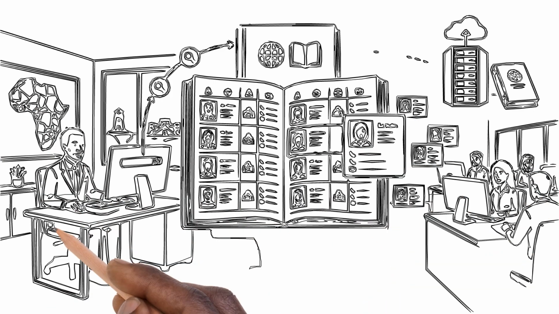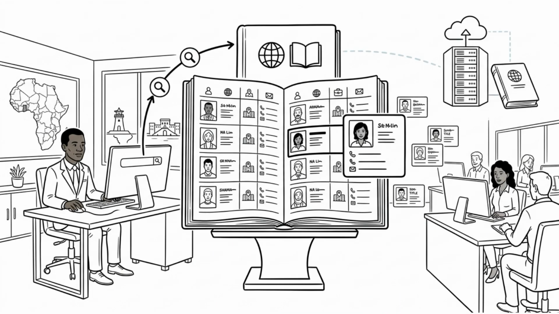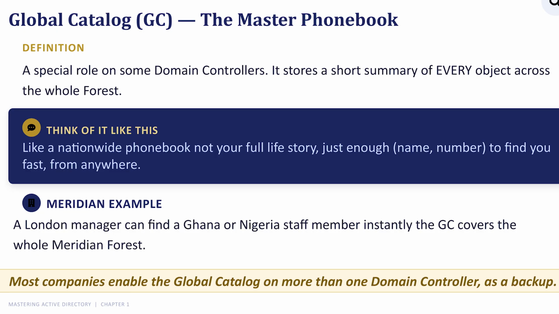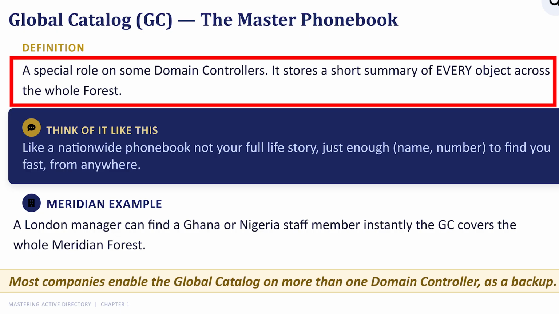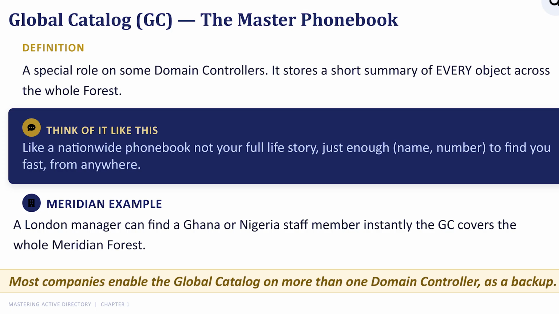Engine room 2 of 5, okay, which is the global catalog. I call it the master phone book. The global catalog is a special role given to some domain controllers, okay? It stores a short summary of objects across the entire domain, which is the entire country. Now, imagine a nationwide phone book. You don't need someone's entire life story. You just need enough information to find them.